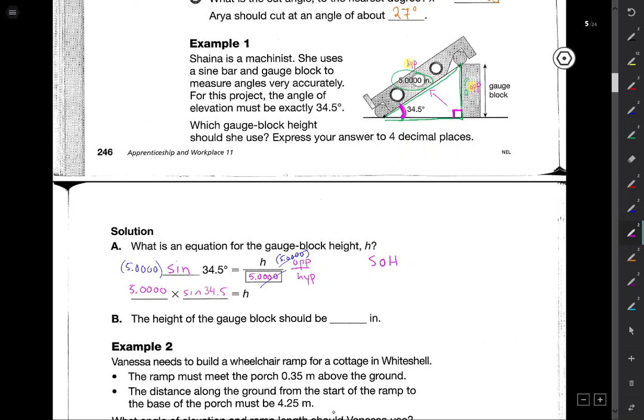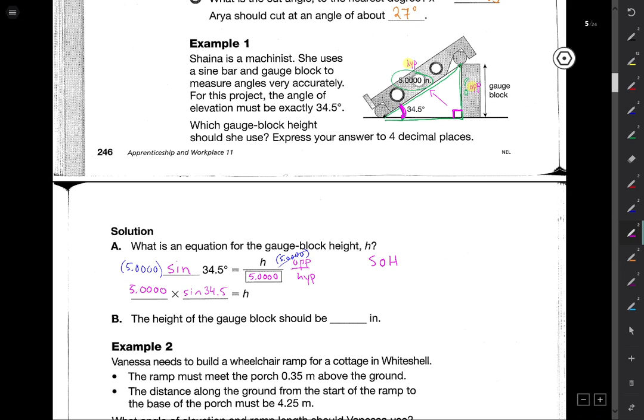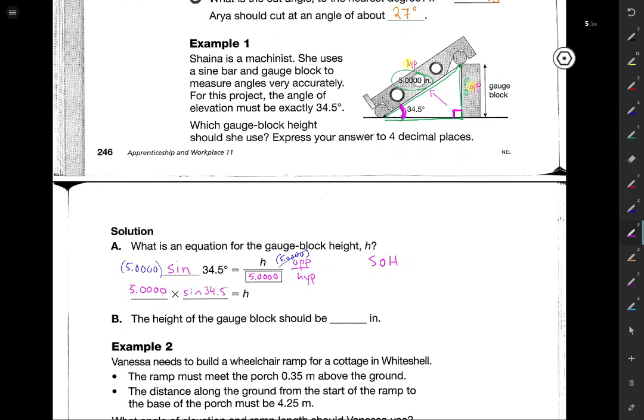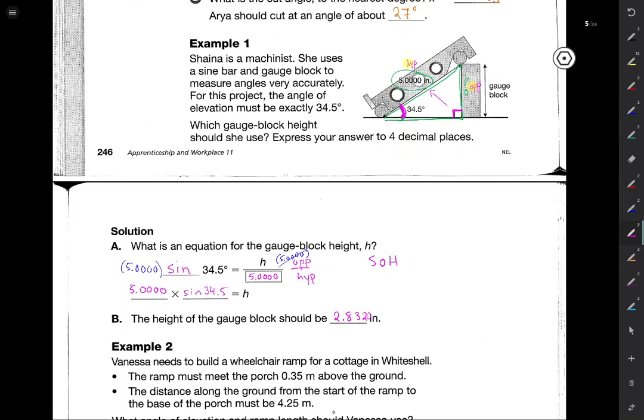Then you're going to plug that into your calculator and solve for h. If you were to plug that into your calculator, you will get that the height of the gauge block is 2.8320. Now keep in mind for this one, we aren't solving for an angle. We're solving for one of the side lengths of the triangle.